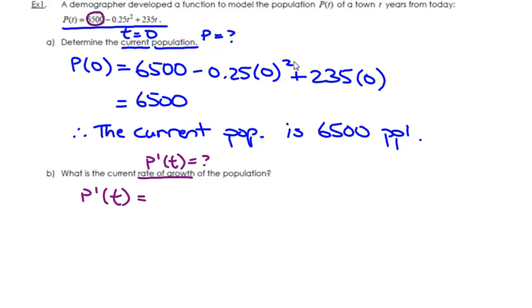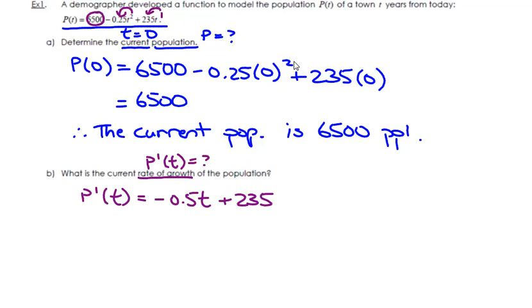P prime is going to be the derivative of each of the terms. The derivative of 6,500 is 0. Doing the power rule, we take the 2 times the negative 0.25, and negative 0.5 is my answer. And then I get t to the power of 1. This t has a 1, and so multiplying it down, plus 235, and that t has a power of 0, which makes it disappear. So this is my growth rate function.